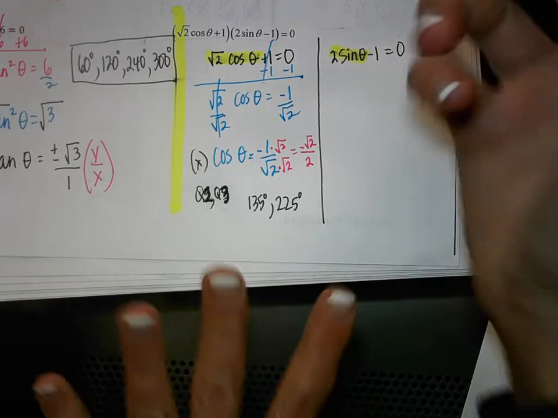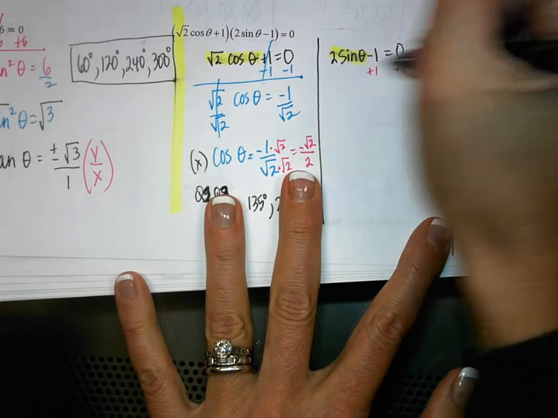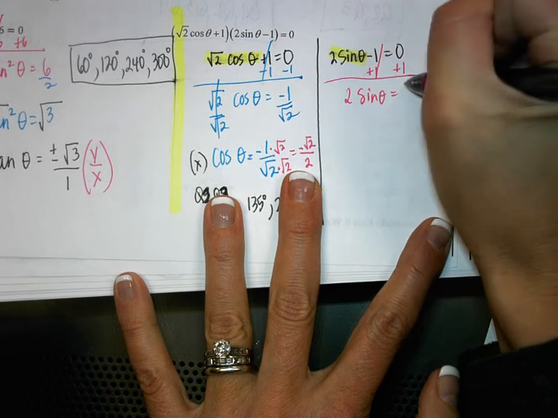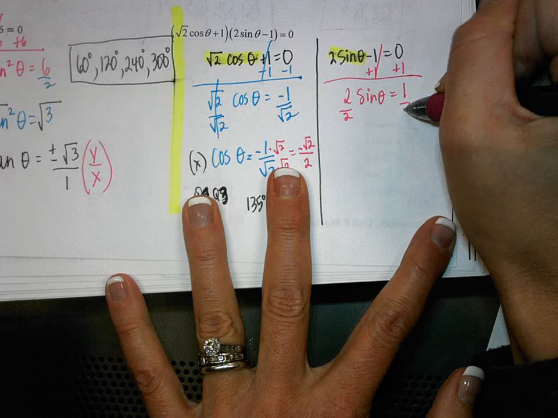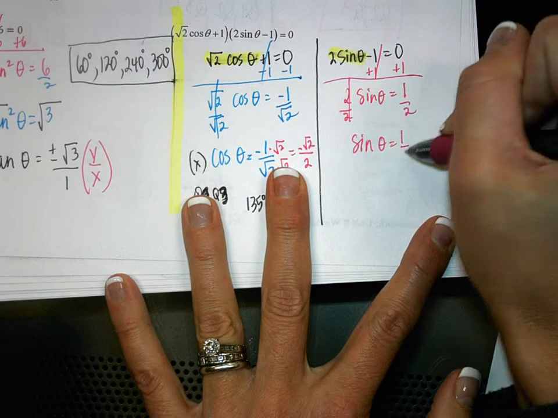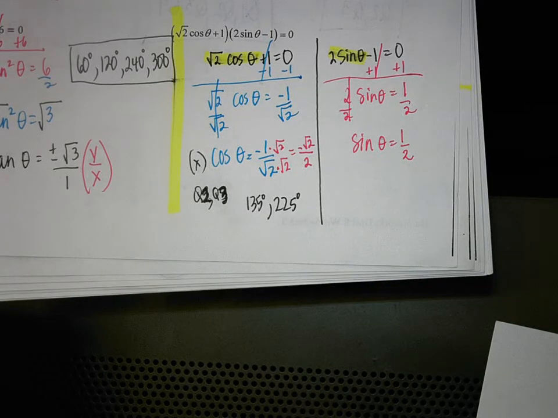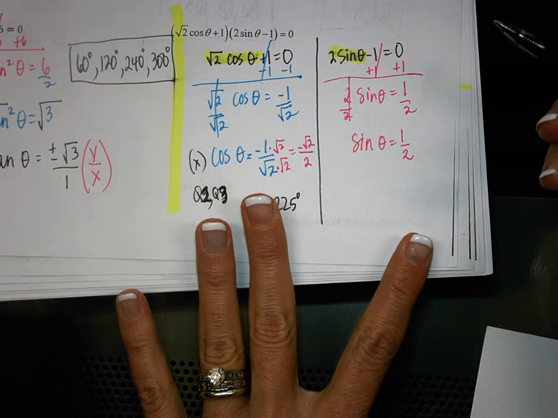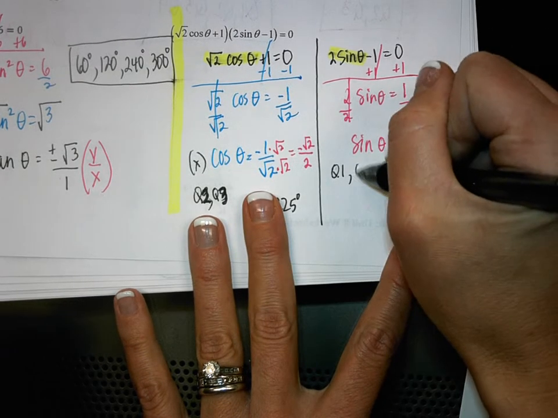My first step here is to do what? Add 1. So I have 2 sine theta equals 1. Next I will do what? Divide by 2. Sine of theta equals a positive 1/2. Now this is how you can always double check that you have things right, but we know that sine is positive in which quadrants? Quadrant 1 and quadrant 2.